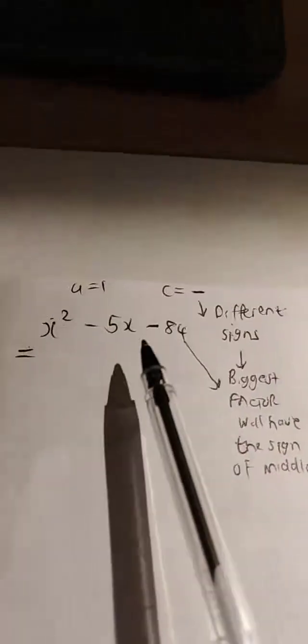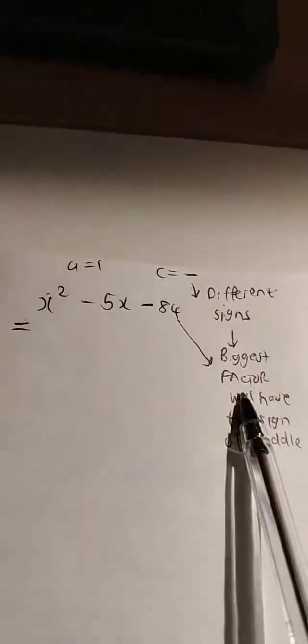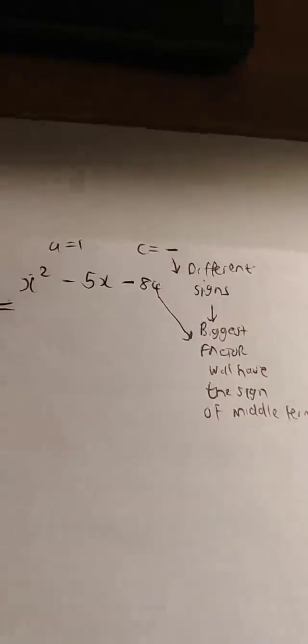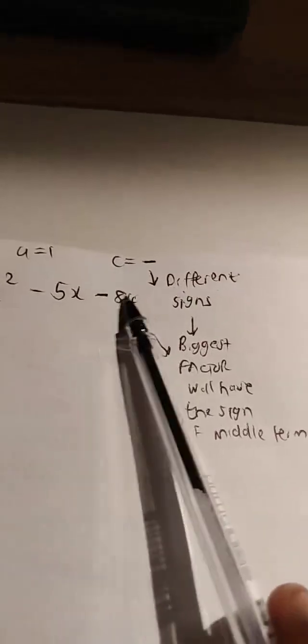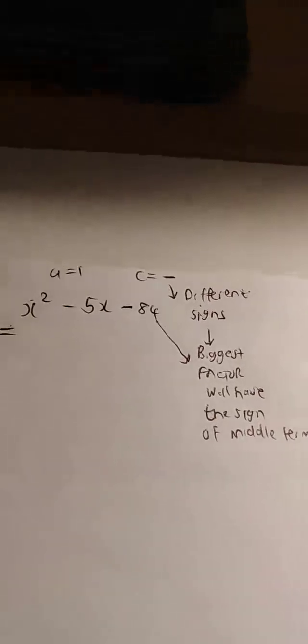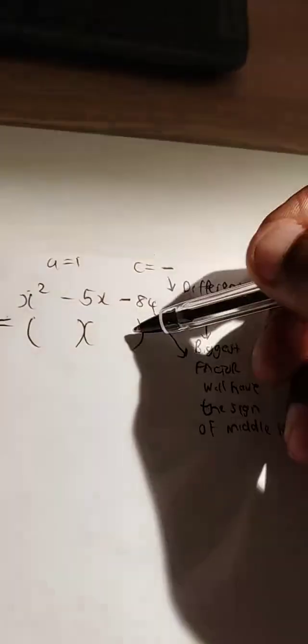Okay, so whatever the sign of the middle term will be, that's basically the sign of the biggest factor out of the factors of 84. Okay, so this is very important. If there's a negative last term, we know that our brackets must have different signs. The biggest factor out of the factors of 84 will have the sign of that middle term. So we open the two brackets, different signs. The sign of the biggest factor will obviously be negative.